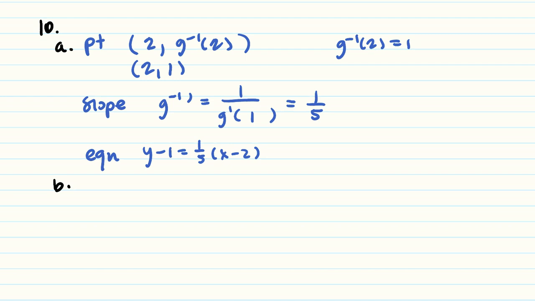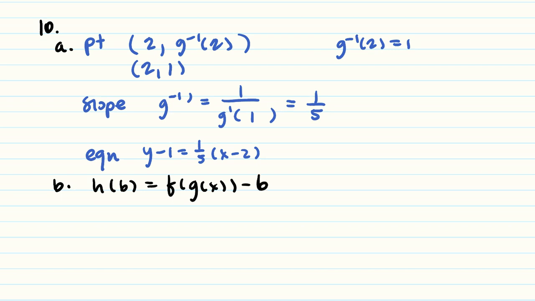Part B is a little weird. I wonder if this was going somewhere, like building up towards a later part that didn't fit within what we were doing. h of x equals f of g of x minus 6. I'm just going to see why you do that.